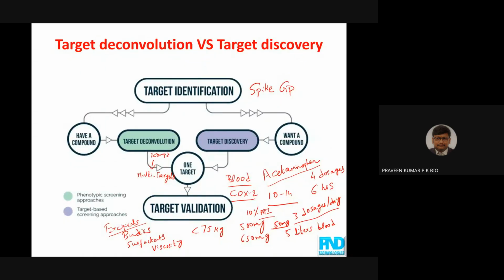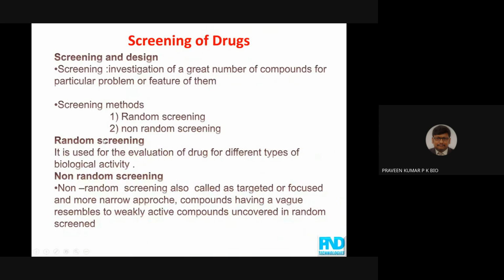So what is happening, in blood we have plenty of protein target receptors. We are going to focus on a major protein target like COX2. So like this we have to understand.